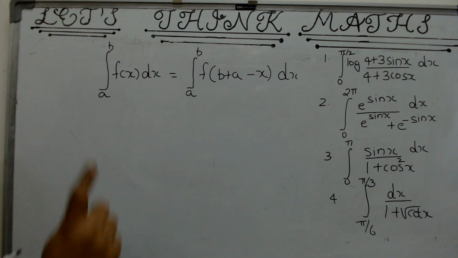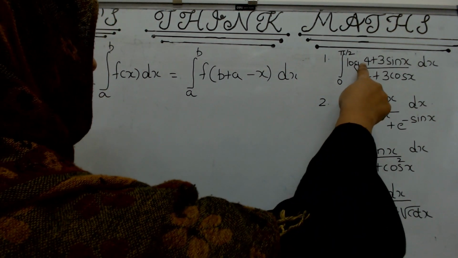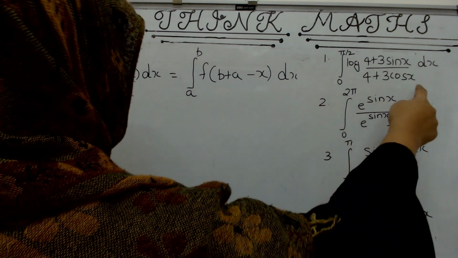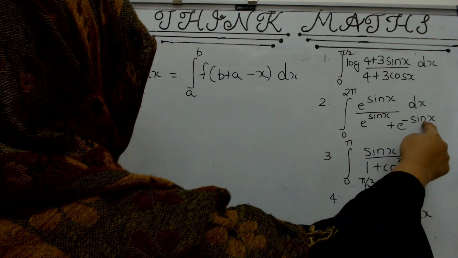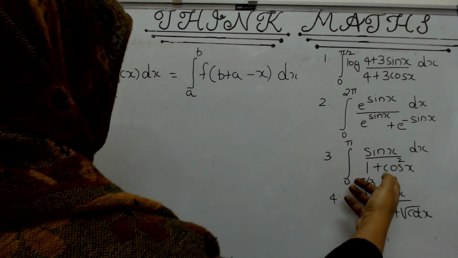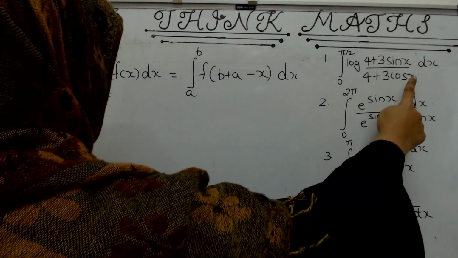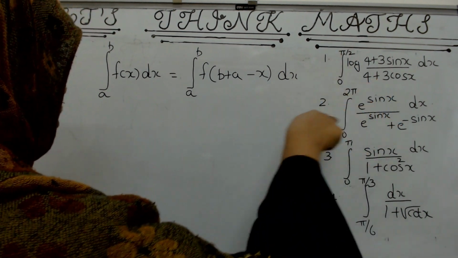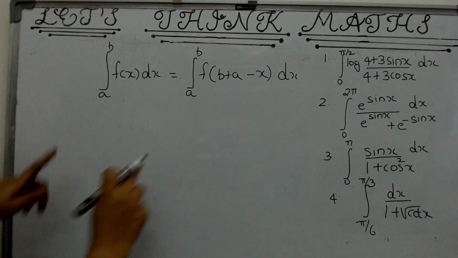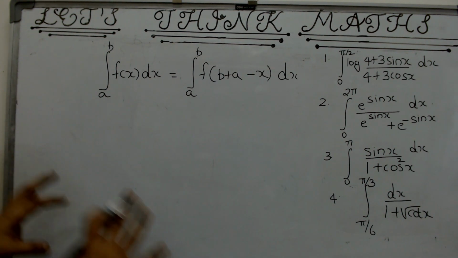Why is that? In each one of these, if you notice, there are two terms. Here it is 4 plus 3 sin x, 4 plus 3 cos x. And here e raised to sin x and e raised to minus sin x. Here sin x and cos x. So in each one of these, if we take one and, instead of x, substitute the sum minus x, you will get the other one. So these two functions can be interchanged. So that is a direct application.